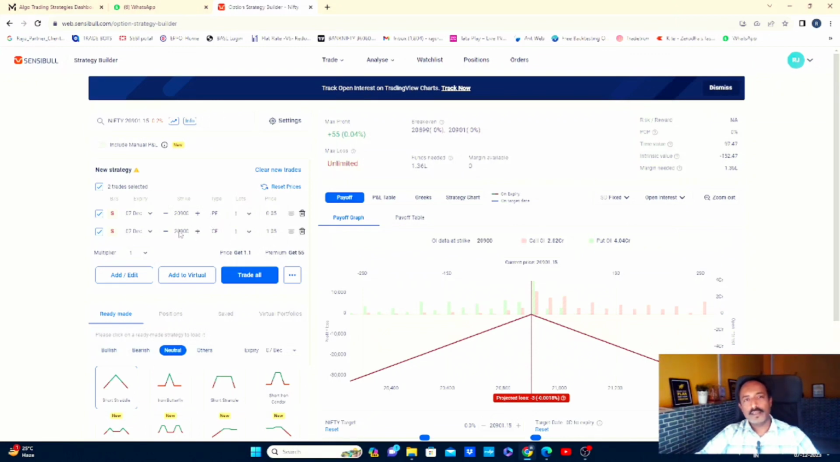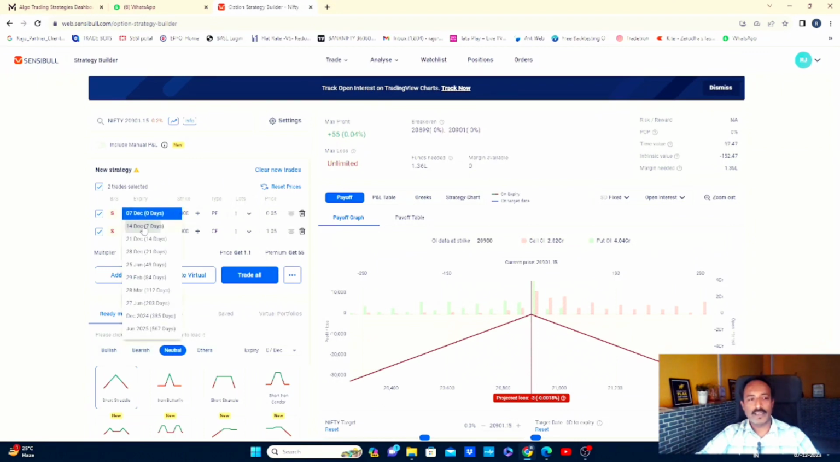This strategy you have to implement whenever the VIX is high. Otherwise, you will not get much premium out of it. Today we will see how; this is already December, and this week is already done. Today is the expiry, so we have to change it to the next week's expiry.